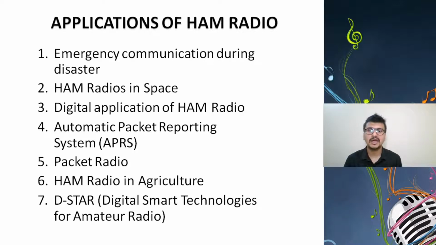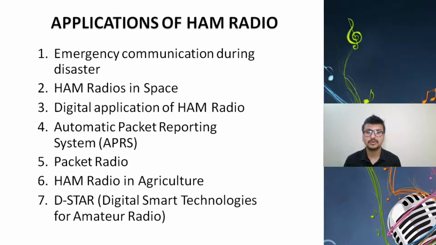Coming to the second point, ham radio in space. It is used by the astronauts in space to communicate with the people who went there for research work. Coming to the third application, that is the digital application of ham radio. For digital applications you can use the Automatic Packet Reporting System, APRS, and packet radio.